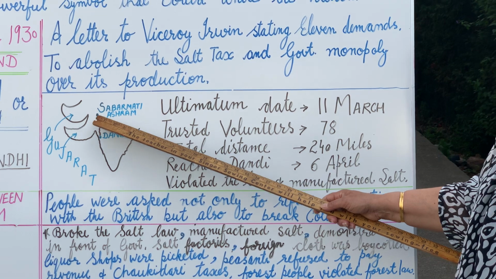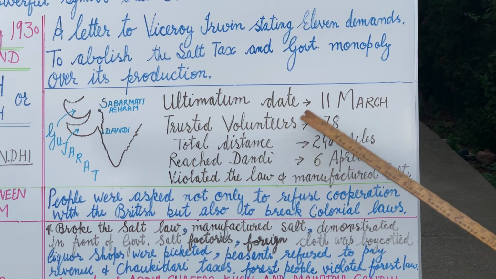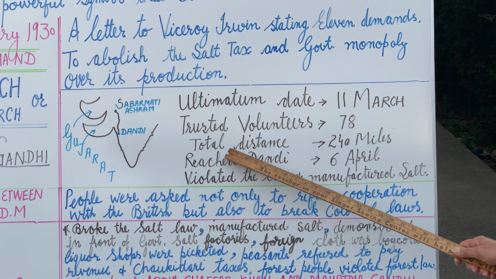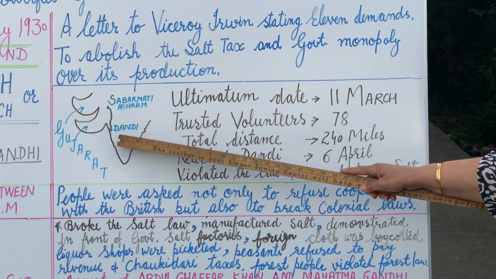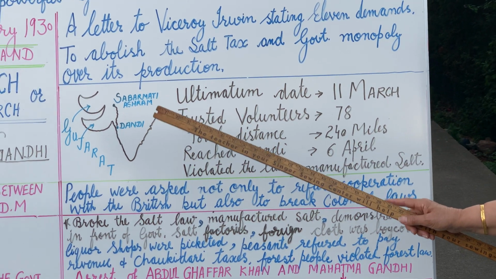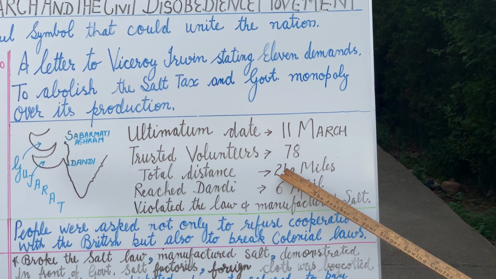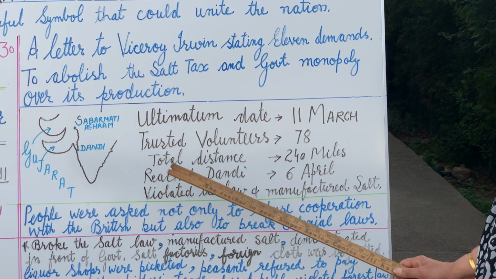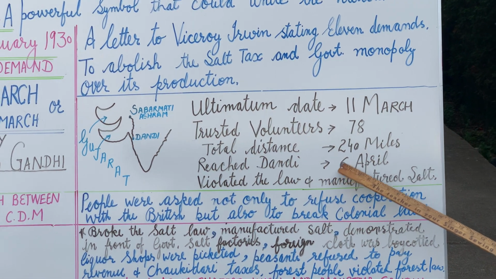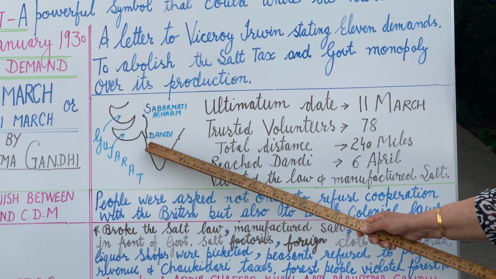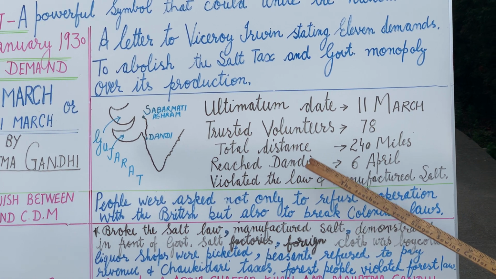He started this march from Sabarmati Ashram near Ahmedabad along with his 78 trusted volunteers, and they covered a total distance of 240 miles from Sabarmati to Dandi. They covered it in 24 days, walking on foot about 10 miles every day. They reached Dandi, a coastal city in the Navsari district of Gujarat, on 6th April.